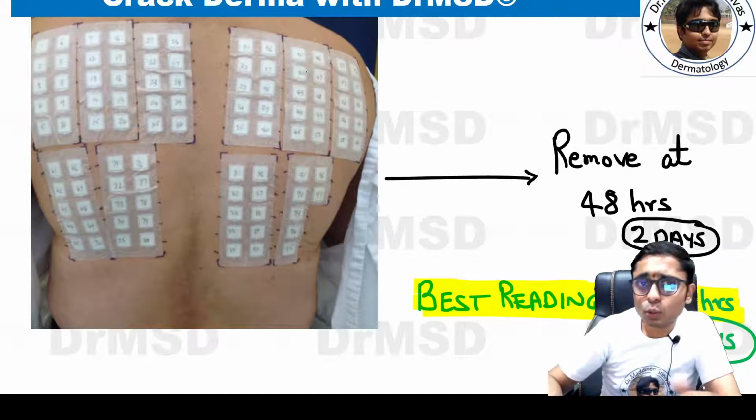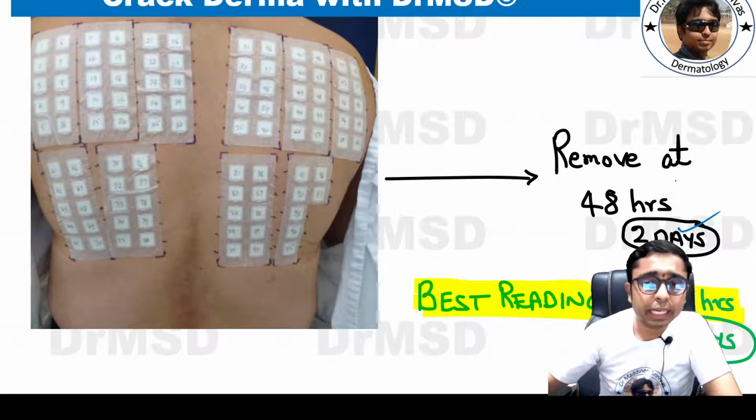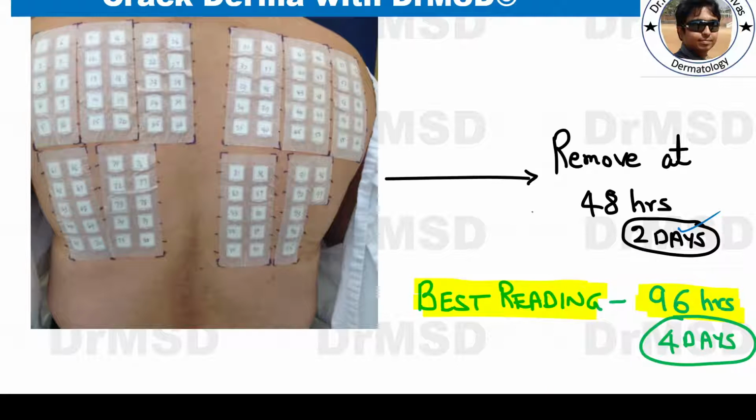We will apply this over the back of these patients, and we'll call these patients after 2 days, and after 4 days. And you must remember that though there are two readings which are taken, one at 48 hours, that is 2 days, and the other one at 4 days, that is 96 hours, there is a possibility that few patients might get a delayed reaction.